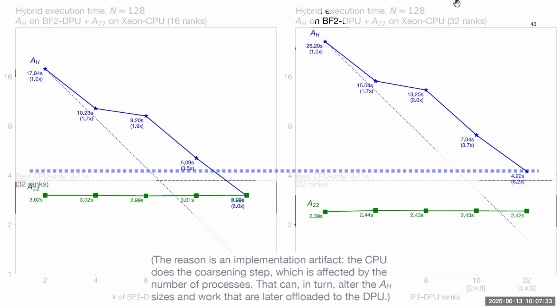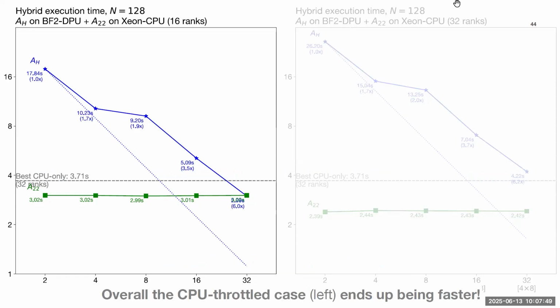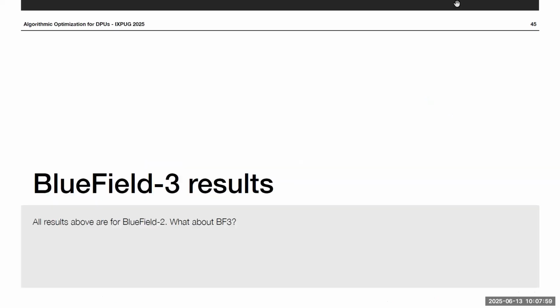The reason is that basically the CPU does a coarsening step and then it allocates work to the DPU via the A sub H subsolve. So it's actually giving the DPU too much work to do. The performance suffers and the DPU becomes the bottleneck here. So in this particular case, thinking about a heterogeneous system, you actually do better if you use fewer CPU cores and more SmartNIC cores.